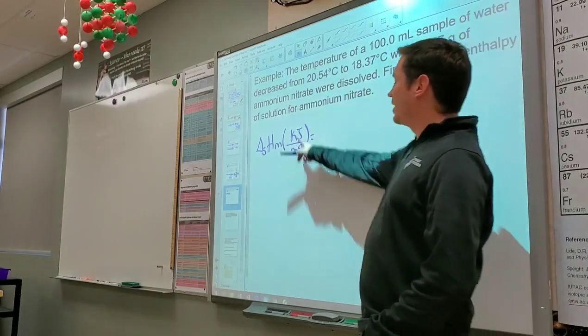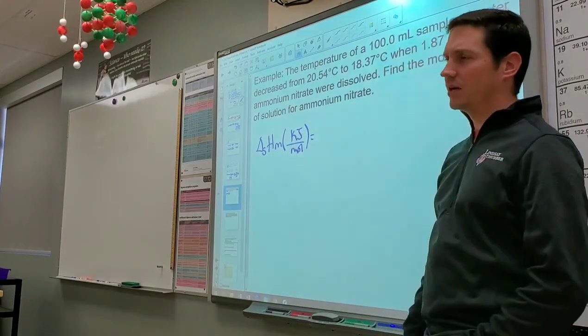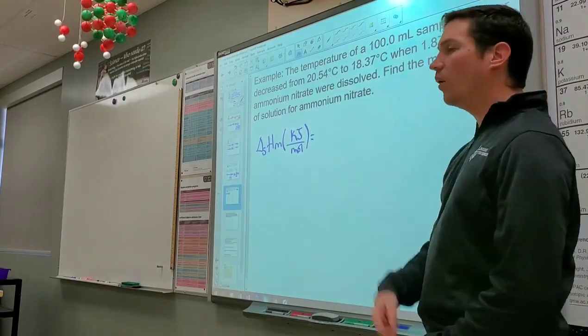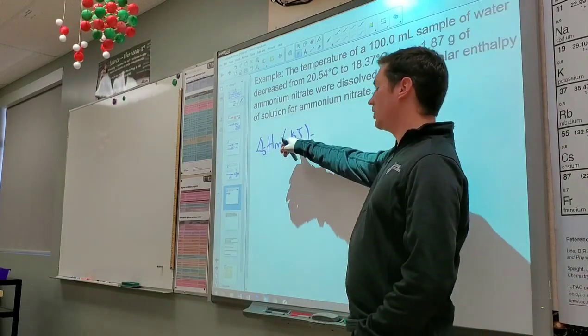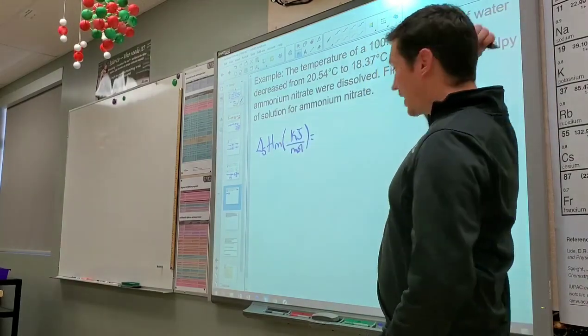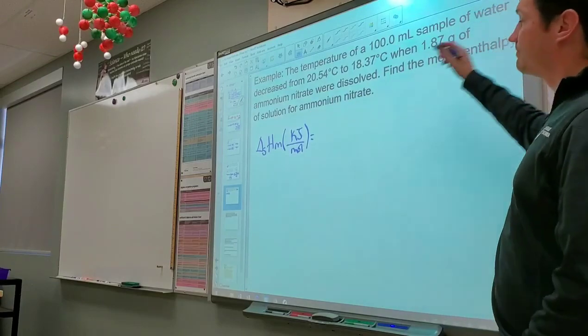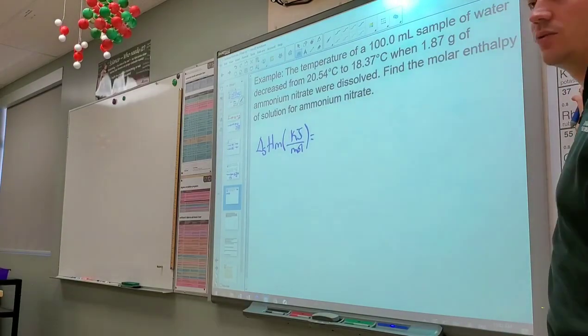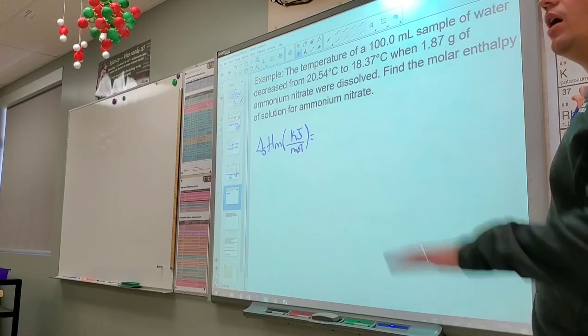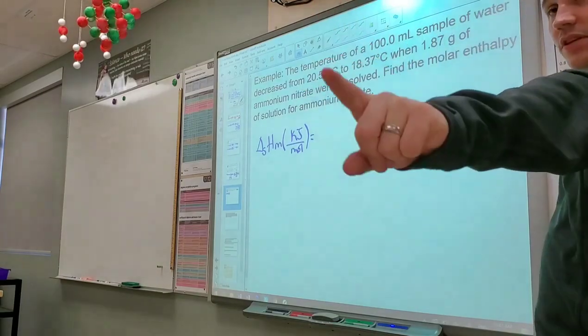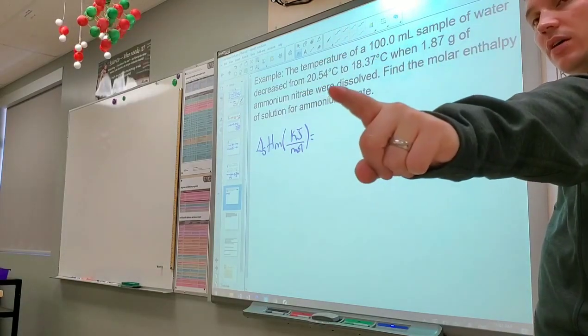Remember, it's kilojoules per mole of ammonium nitrate, right? So what do you want on top? Let's read through the question. Do you see kilojoules anywhere at all? No. What do you have to use? You have to use the water.